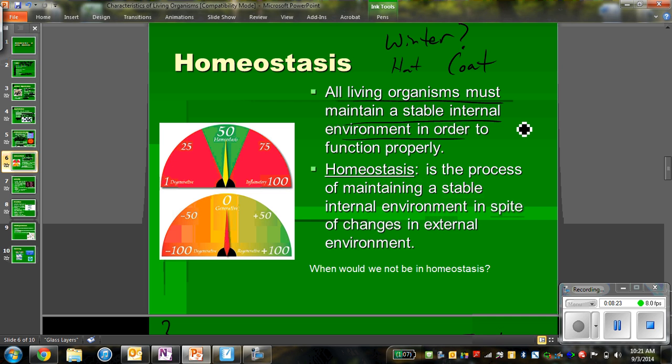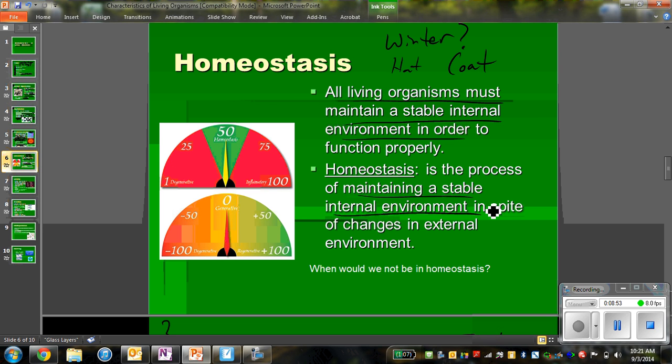So organisms that live in a colder environment, let's say a bear, will have a lot of fur to keep them warm throughout the colder months. Homeostasis is that process of maintaining a stable environment, and you do that all the time. So when it comes to winter, you dress warm. When it comes to summer, you don't dress as warm. You are constantly eating to maintain a level of sugar in your blood.